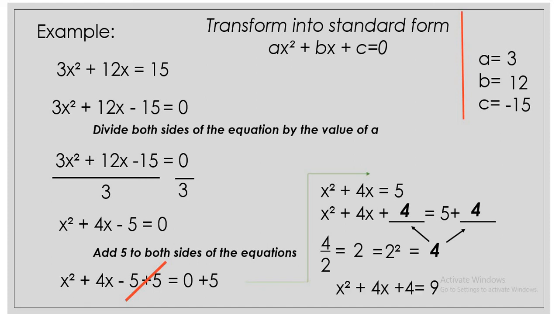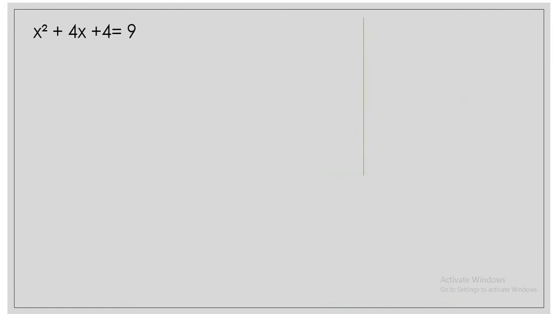So let us simplify the equation. x squared plus 4x plus 4 is equal to 5 plus 4, which is 9. So let's continue. We have here x squared plus 4x plus 4 is equal to 9. The next step is to factor the x squared plus 4x plus 4. So this is a perfect trinomial, so we will have two same numbers here.